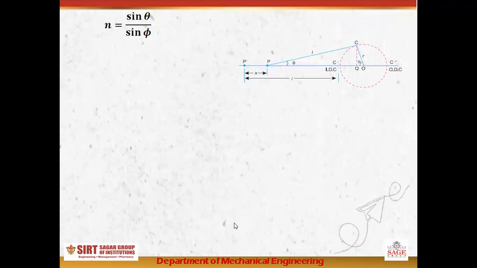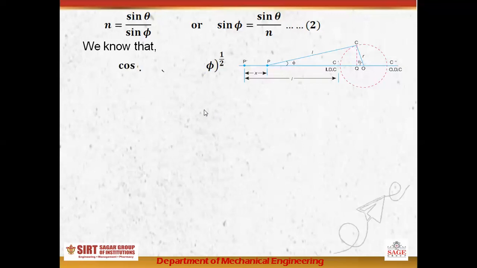So here you can see that n is equal to sin theta upon sin phi, or sin phi is equal to sin theta upon n. This is equation number 2. We know that cos phi is equal to (1 minus sin square phi) raised to power 1 by 2, since sin square phi plus cos square phi is equal to 1. We can also write it like this.